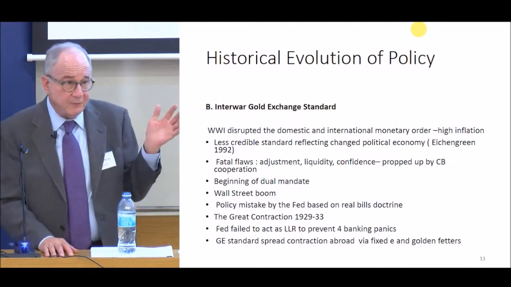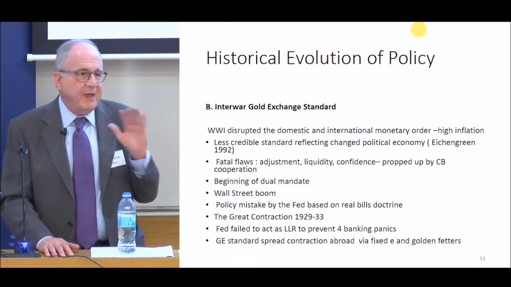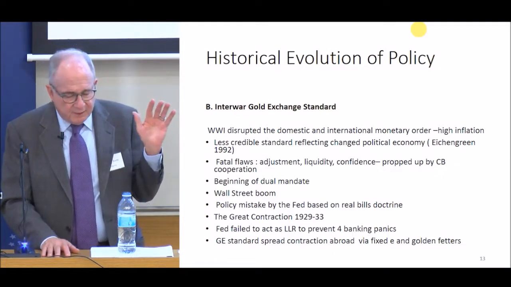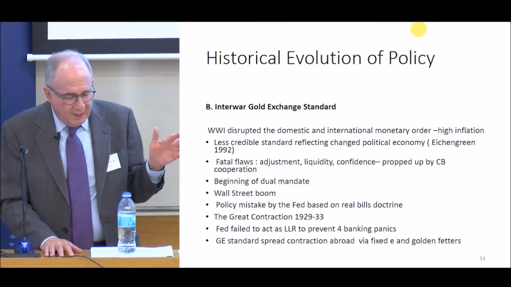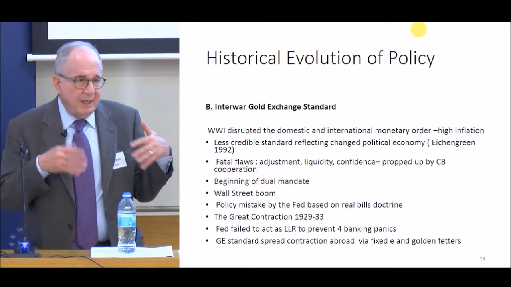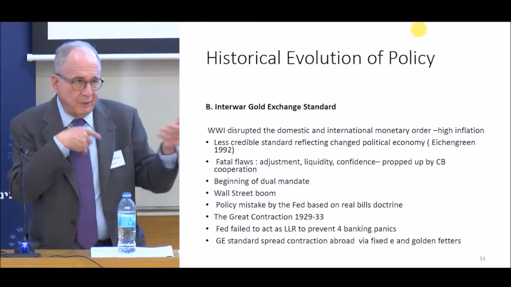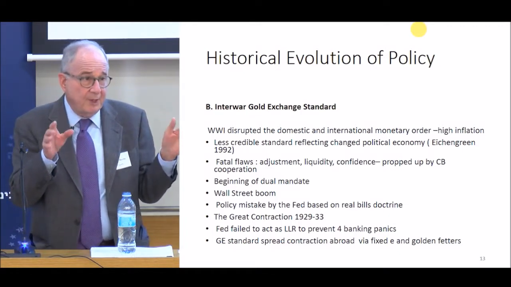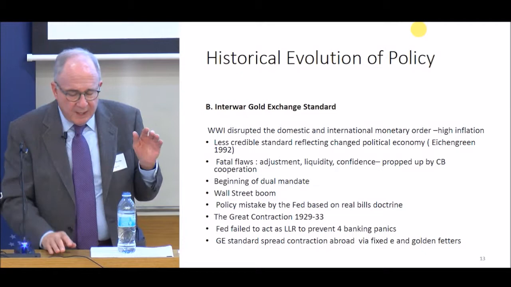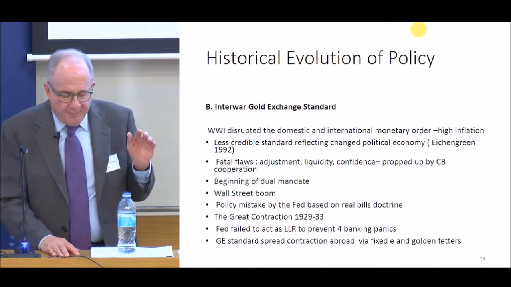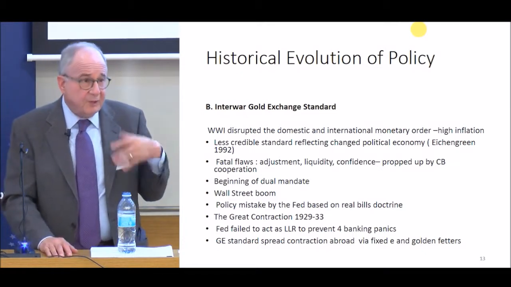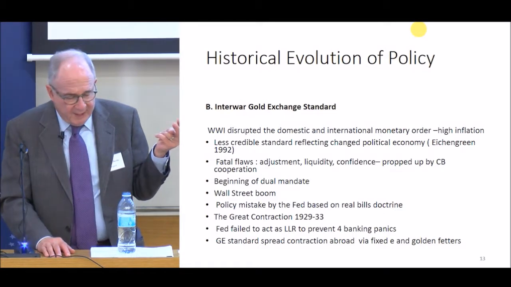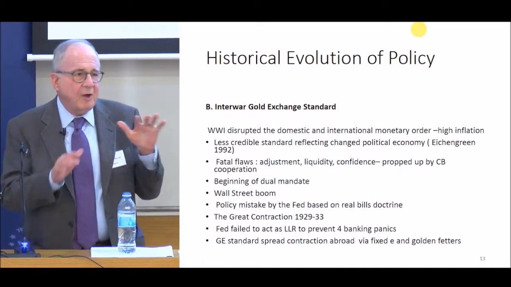It could be a whole speech for sure. It had these fatal flaws of adjustment, liquidity, and confidence. And as Eichengreen, again, I owe him a lot, the two of us are talking on the same stuff, it involves central bank cooperation that sort of kept the interwar gold system going. And also, this is the period of the beginning of the dual mandate. And so, of course, it all collapses.